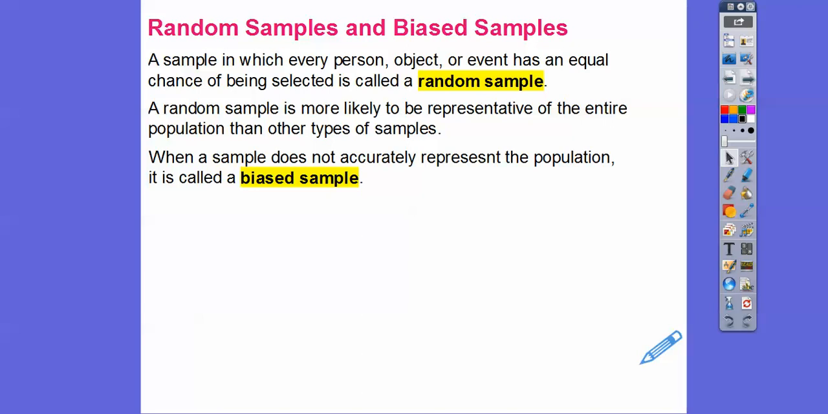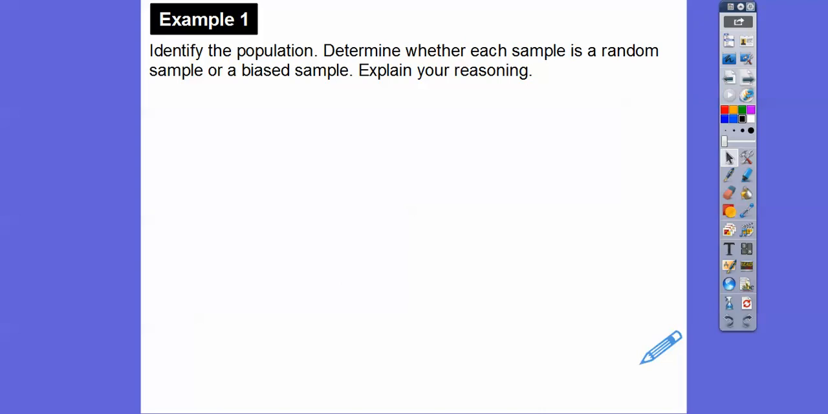When a sample does not accurately represent the population, it is called biased. It's a biased sample. Okay, so here are some examples. Identify the population. What's the population talking about here, and determine whether each sample is a random sample or is biased, and explain.